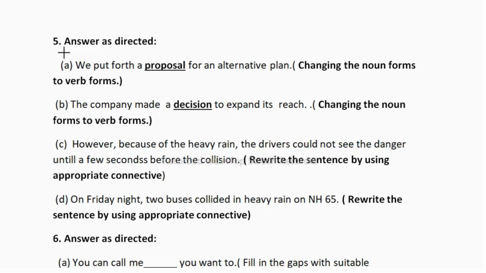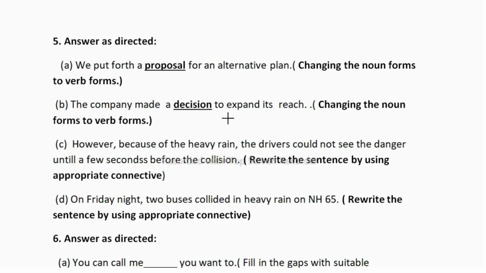Now we'll see this fifth question, which is from the third unit, vocabulary. So the first one is, we put forth a proposal for an alternative plan. So here change the noun forms to verb forms. This question is from unit 2 only again. These two questions are from unit 2. So we put forth a proposal for an alternative plan. Now you have to change this proposal, which is a noun form, into verb form.